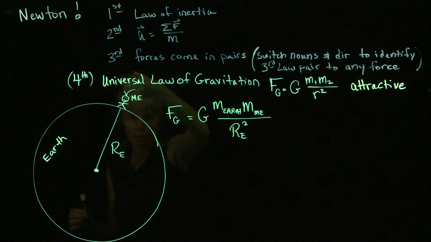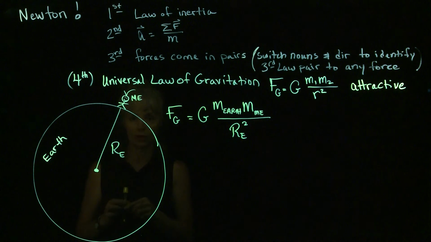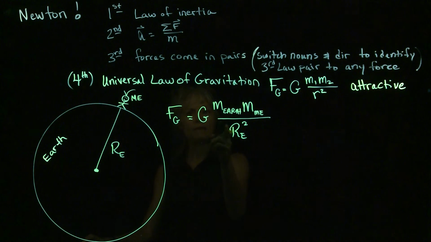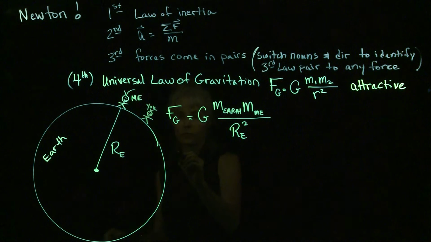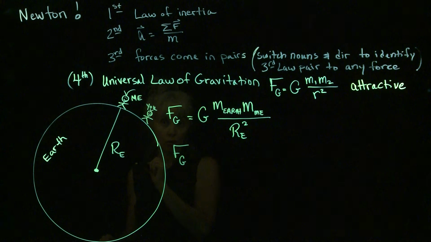I'm pulling the Earth toward me. So both of those forces lie on this line, but in opposite directions. Notice here that if instead I wanted to find the force of gravity on you, so let's say this is you, so I want to know what is the Earth's gravitational force being exerted on you.